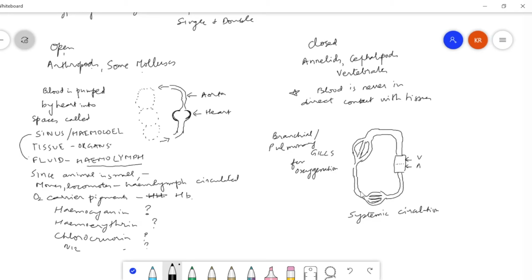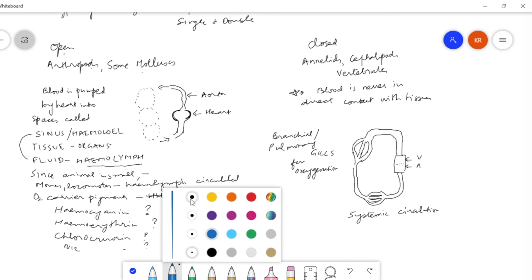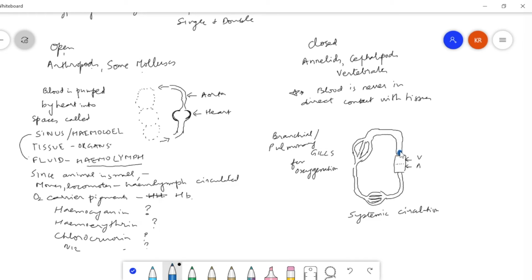So we have a proper system whereby there are different kinds of tubes, either arteries and arterioles, veins and venules and capillaries throughout the body, so that nowhere is the blood in direct contact with the tissues. So from the heart it is pumped in through a blood vessel. Here the blood is deoxygenated. So we could show this by a thick pen. So this is deoxygenated blood.